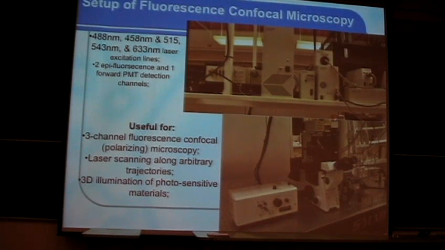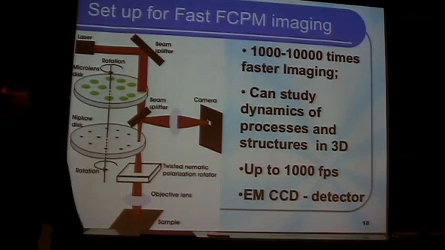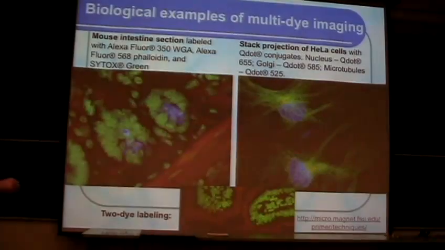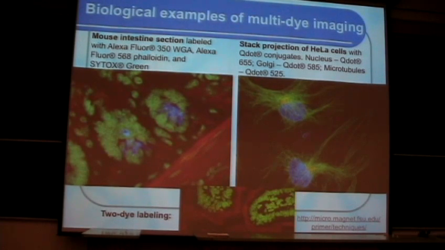So those are the 5 different laser lines that I mentioned in this particular system. One disadvantage of fluorescence confocal microscopy is that the imaging is relatively slow. We understand that in order to obtain an image like this, we need to scan the excitation laser beam point by point throughout the sample and detect fluorescence light from each of those points.